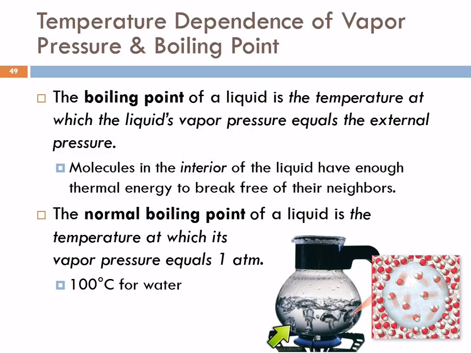Molecules in the gas state have gathered together in little clumps, and those are much less dense than the liquid, and they rise to the top. So the normal boiling point of a liquid is the temperature at which its vapor pressure is equal to 1 atmosphere. For water, that's 100 degrees Celsius. For other liquids, it's going to be a different temperature.